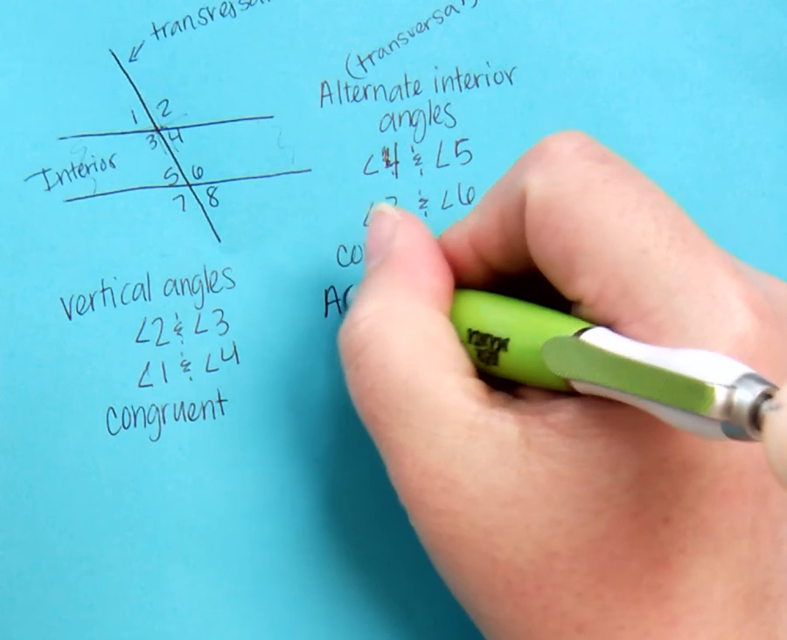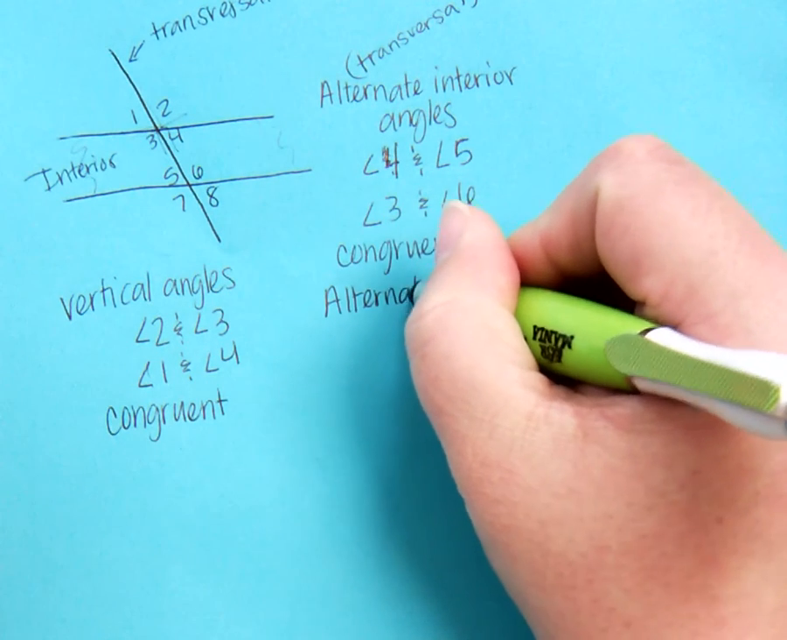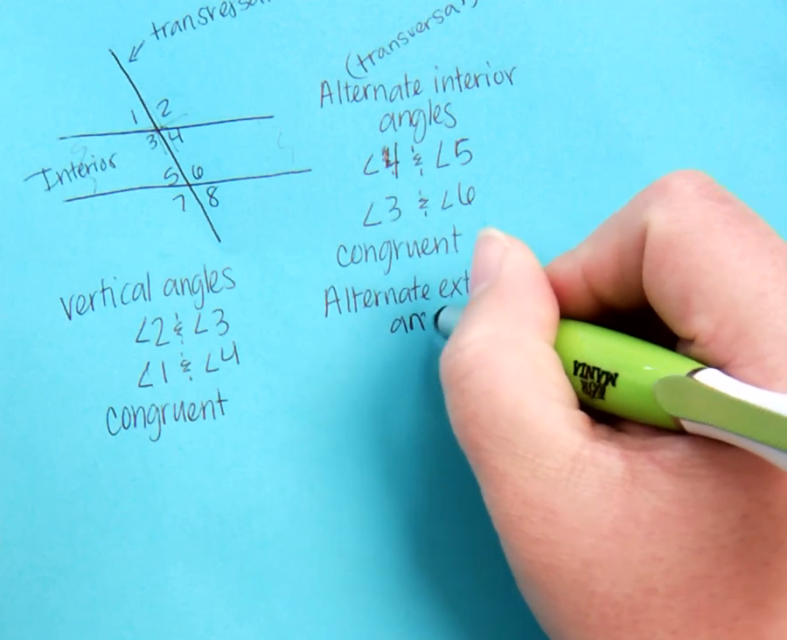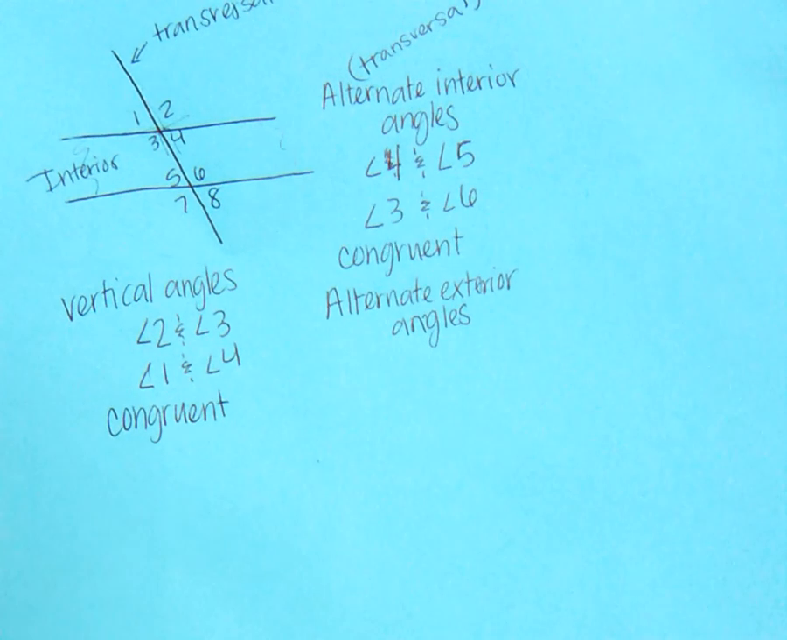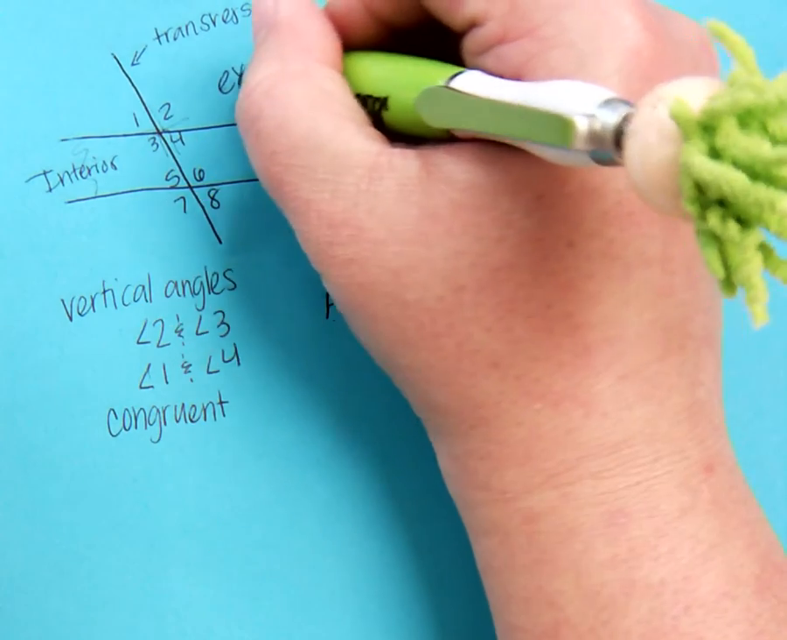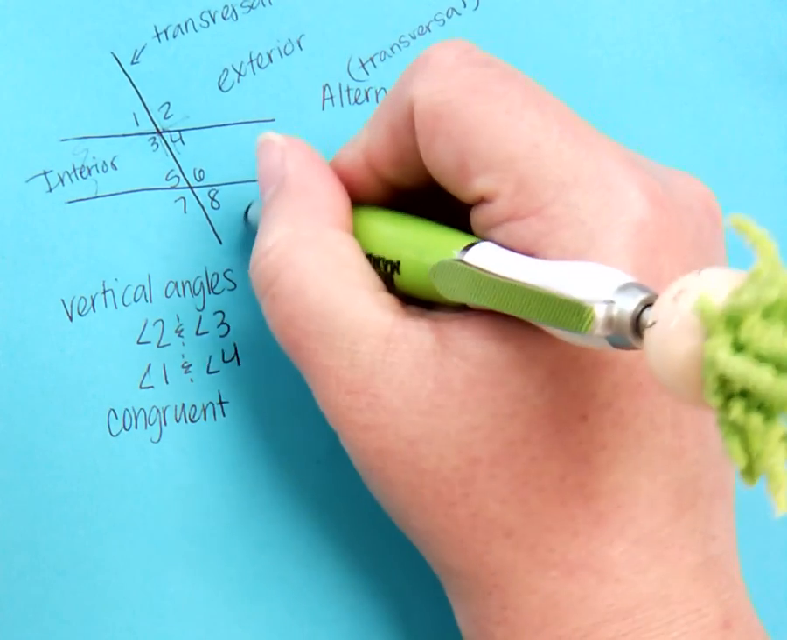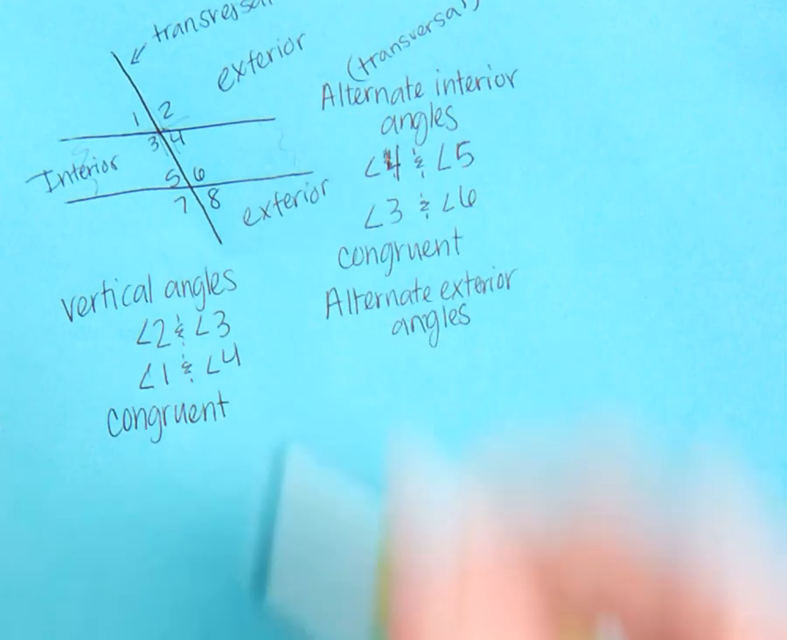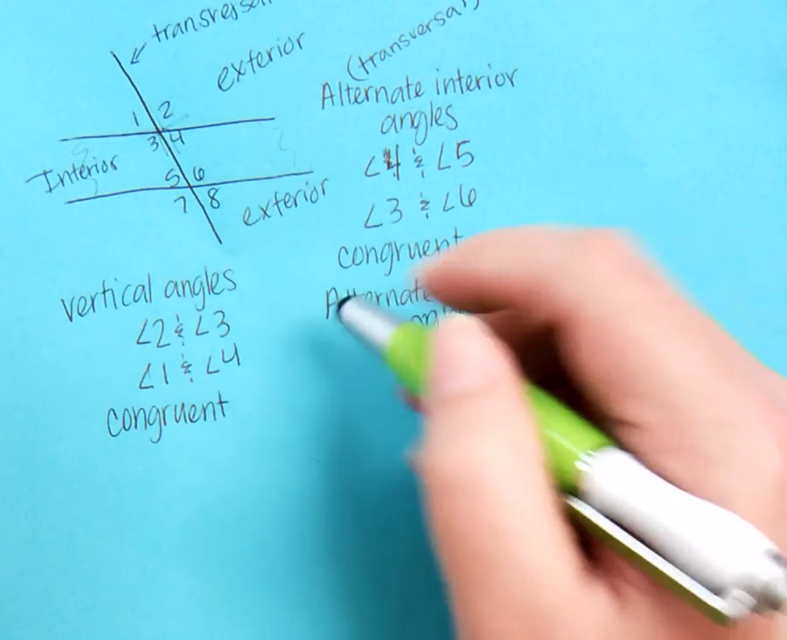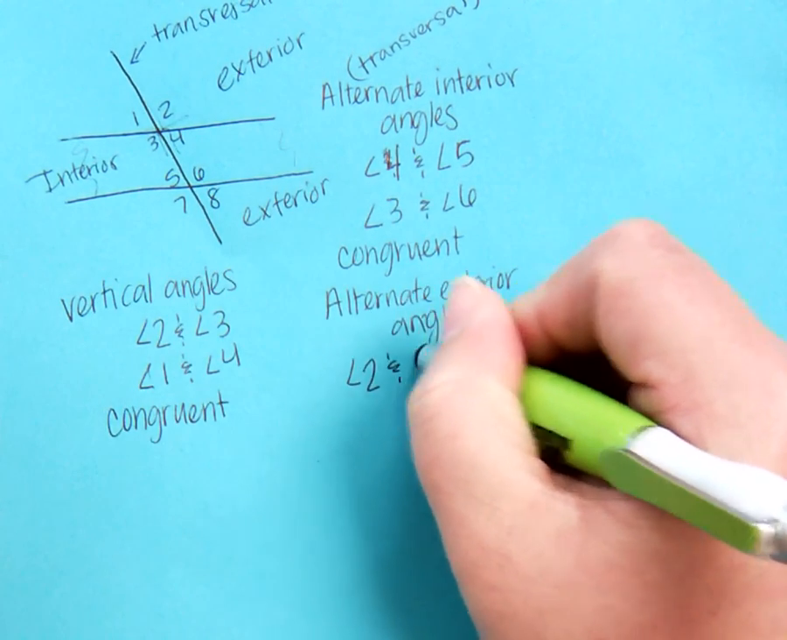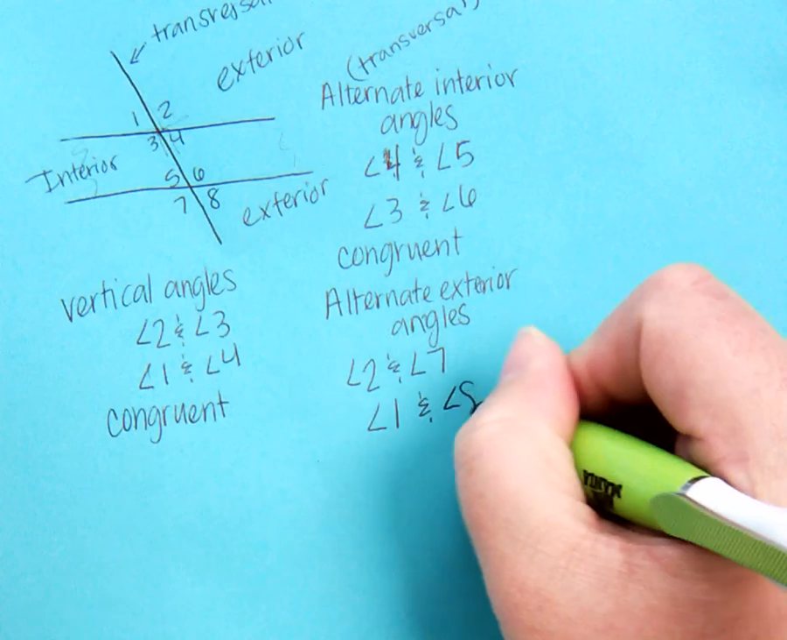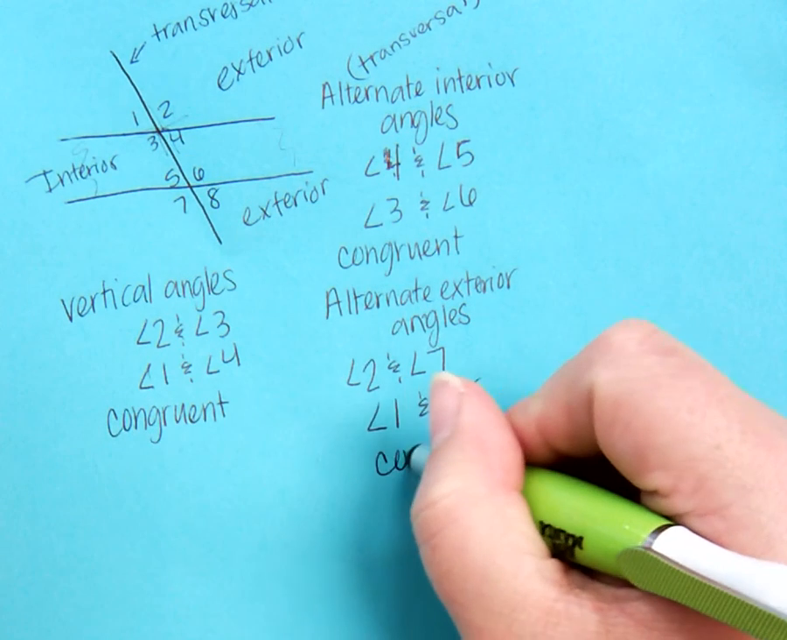Next, you have your alternate exterior angles. We're still using the same definition for alternate, that it's on alternate opposite sides of the transversal, but now we're talking about outside of the parallel lines. So opposite sides of the transversal, but outside of the parallel lines, this would be angle 2 and angle 7, as well as angle 1 and angle 8. Again, these angles are congruent.